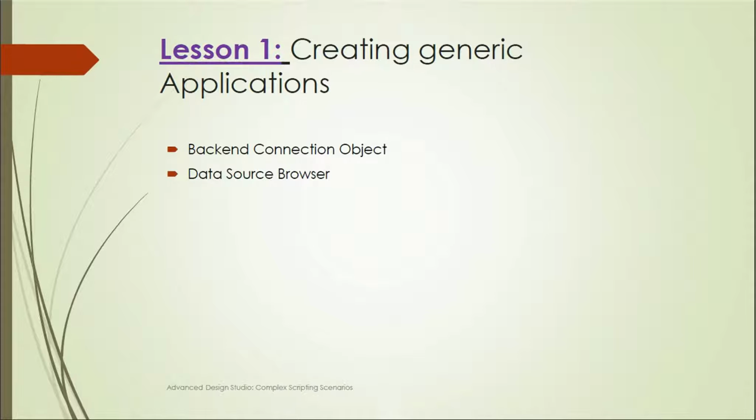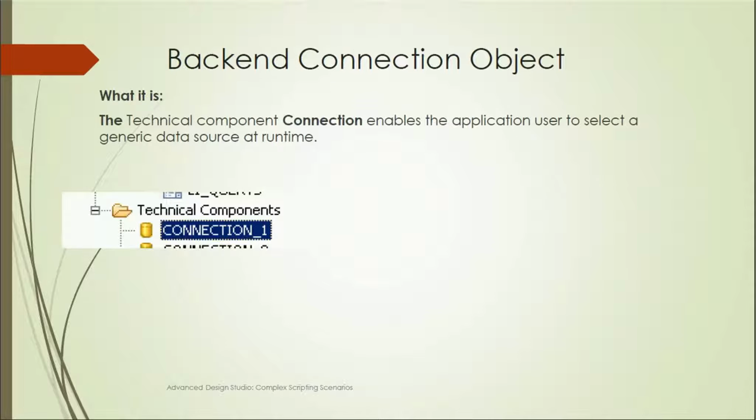A generic application is a type of application where users can create their own applications by using different options. In this we'll have the backend connection object and the data source browser. These are the two components which we can enable the users to select. So what is a backend connection object?